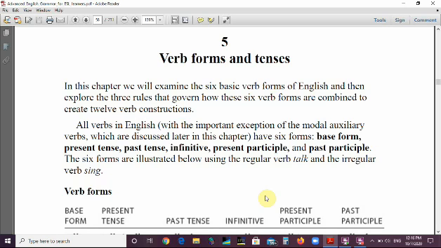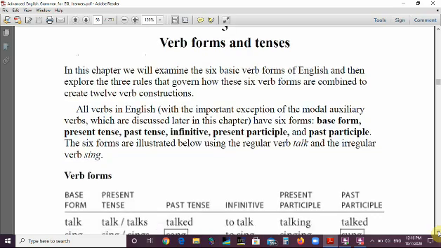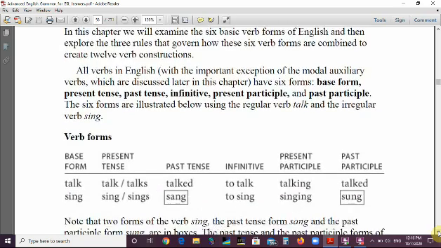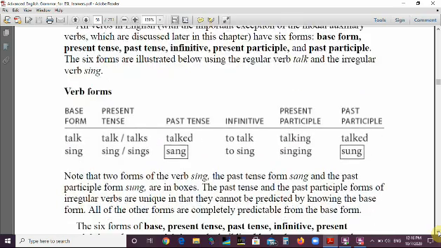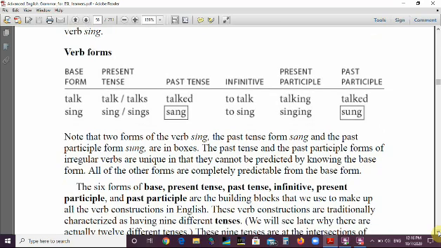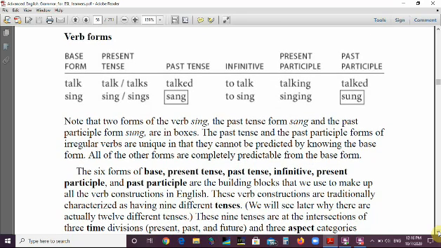Today we are going to do chapter 5, grammar chapter 5, verb forms and tenses. In English we have 6 basic verb forms. They're here in this chart. We have 2 verbs, talk as a regular verb and sing as an irregular verb. The 6 forms are the base form, which we can call the infinitive but without to.